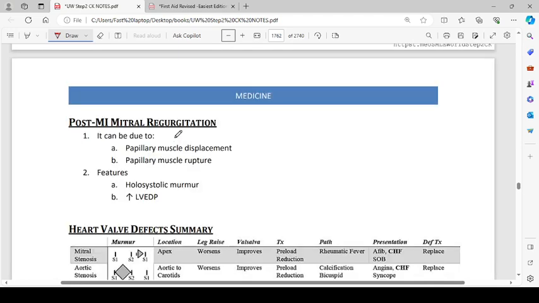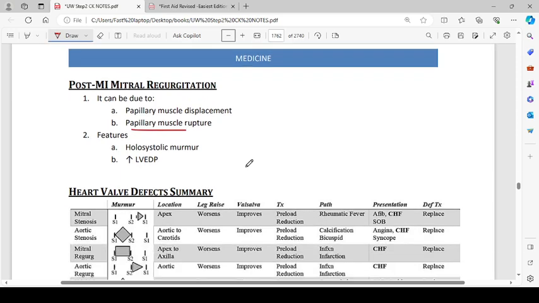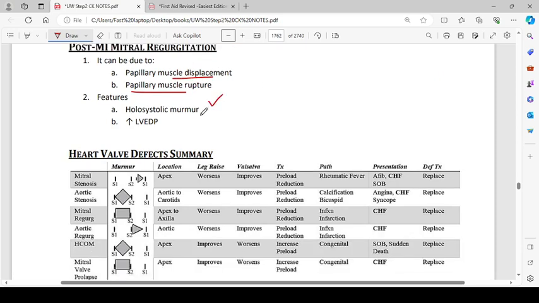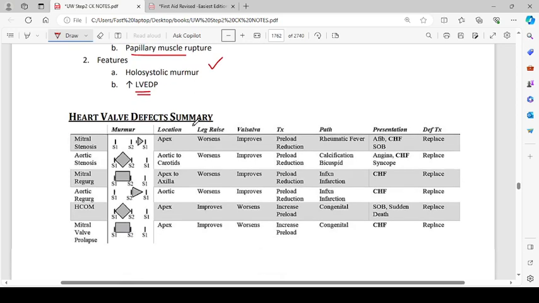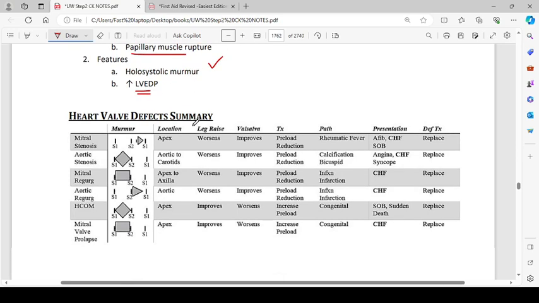post-MI mitral regurgitation. It can be due to papillary muscle displacement and papillary muscle rupture. So, we have talked about the posteromedial papillary muscle, which is prone to rupture. So in both these situations, there can be post-MI mitral regurgitation, either displacement or rupture. The features include holosystolic murmur and increased left ventricular end-diastolic pressure.